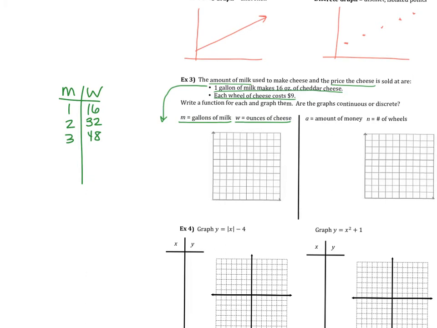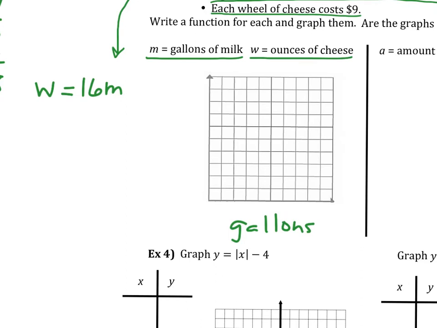You're looking for what is that relationship? What am I doing to 1 to get 16? You're multiplying the M by 16, right? So you would say your equation is W equals 16 times M. Okay? Now here's the question. If we're talking, we already said gallons of milk. That's going to go down here. And then ounces of cheese is going to go over here.